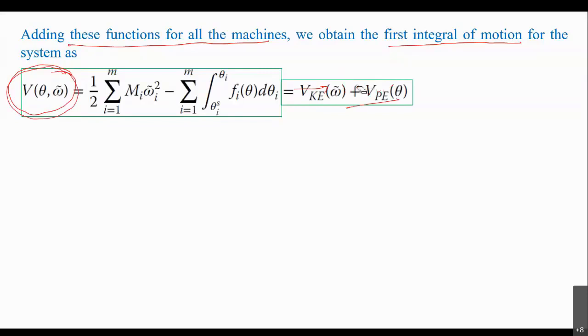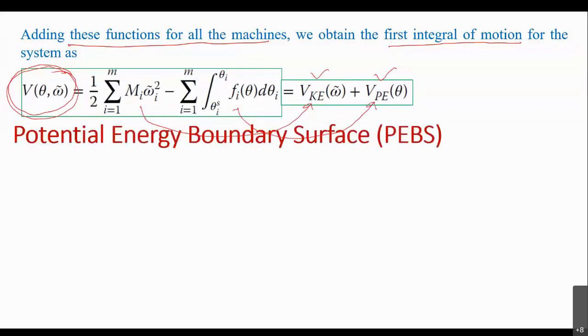Now it can be segregated into two terms. One is the kinetic energy term, the other is the potential energy term. Very nicely we can observe this is the kinetic energy term and this is your potential energy term. So this is a general formulation of the energy function. Now considering this, we will analyze step by step.